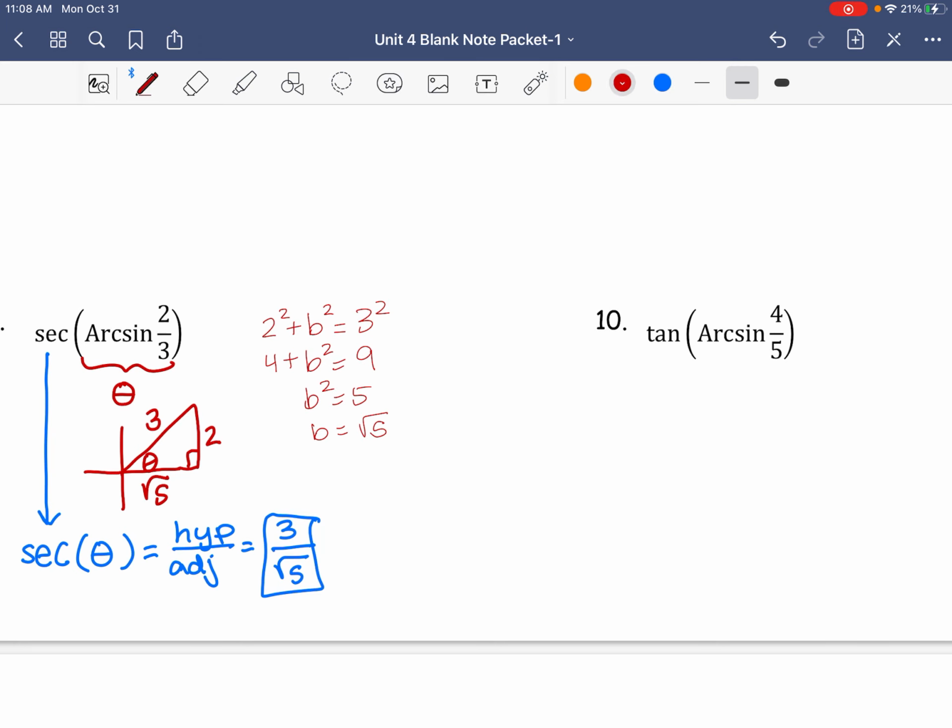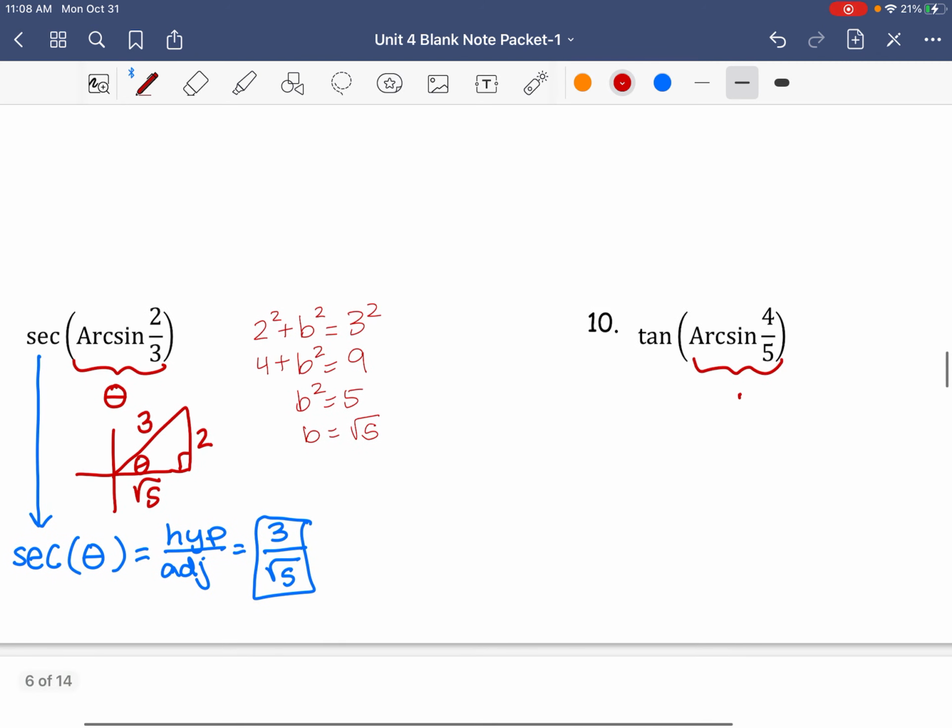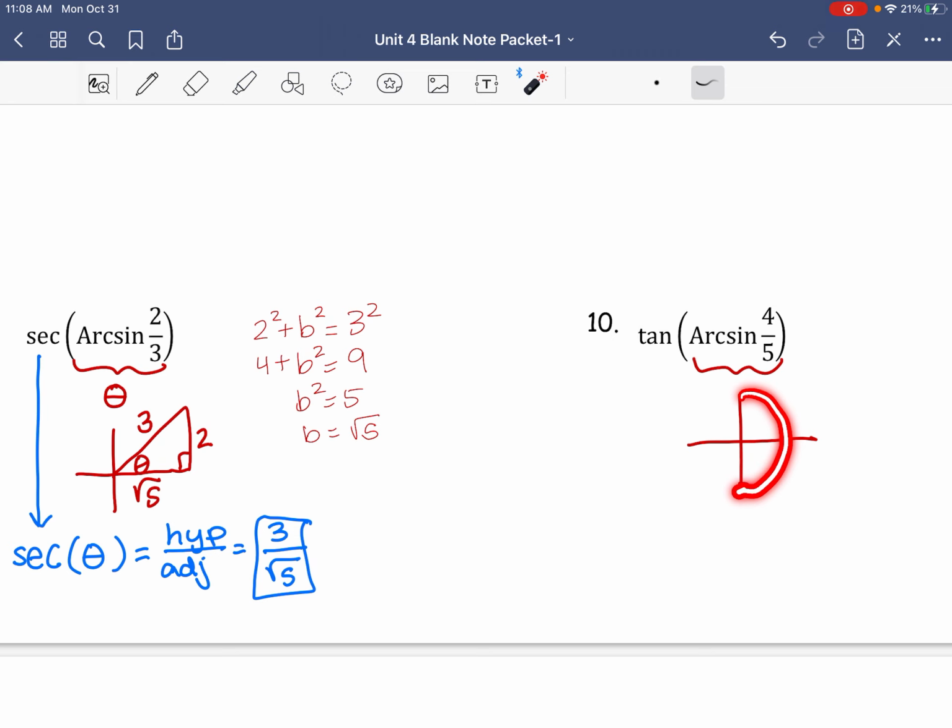Okay, let's try this one. Work on the inside. Arc sine. Think to yourself, arc sine. I'm stuck here and here. I'm going to be in the first quadrant. So draw your triangle, try to label all your sides. Double check your triangle, make sure it looks like mine. Make sure you have theta in there coming out of the origin.